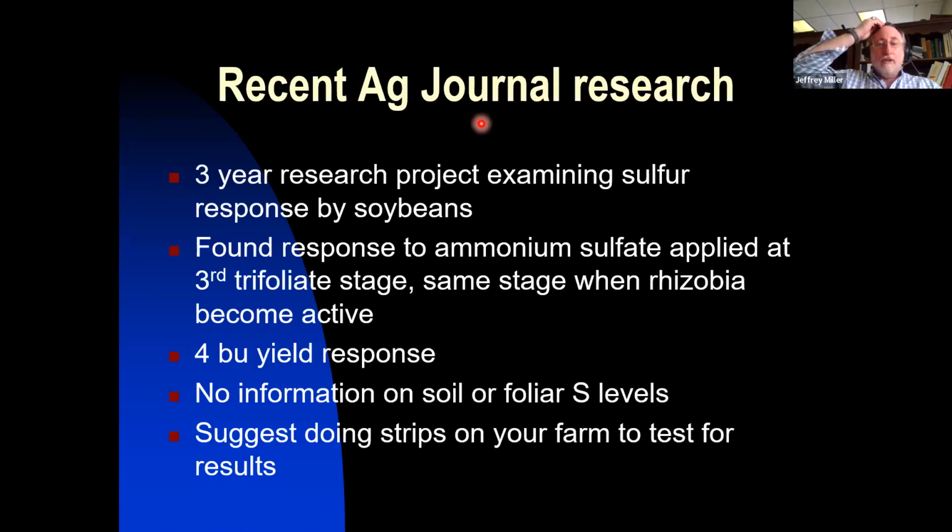So Ag Journal, several groups out there, Beck's, et cetera, they do field studies. This particular study, a 3-year research project examining sulfur response in soybeans, found a response to ammonium sulfate applied at the 3rd trifoliate stage. And it's kind of unique that that's the same stage when the rhizobia become active. They found a 4 bushel yield response, but they didn't have information about soil levels of sulfur or foliar levels. And the suggestion, and this is a great suggestion for anybody out there, is take a little time and do your own strips to see whether you see a response to sulfur or not.